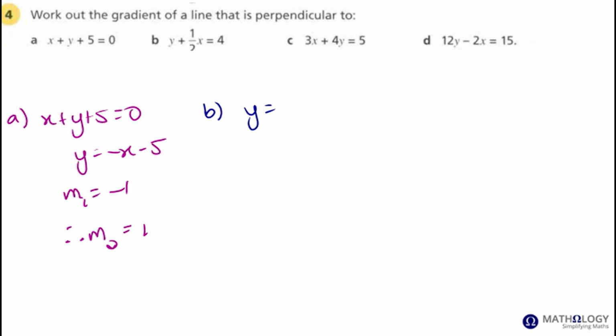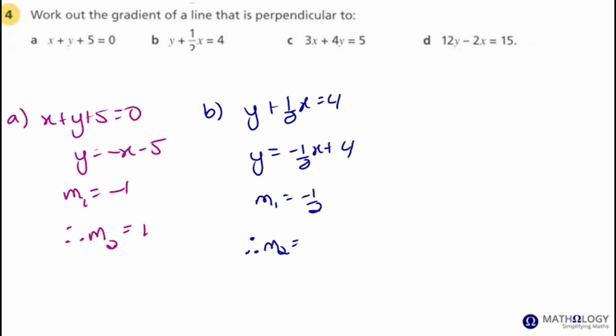Y equals y plus a half x equals 4. This is not in standard form, so y equals minus a half x plus 4. The gradient of this line is minus a half, so the gradient of the perpendicular line will be the negative reciprocal of minus a half, which is +2.